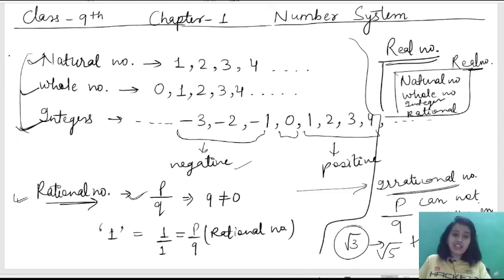Now one more basic thing here, natural number is generally denoted as capital N. Whole numbers is generally denoted as capital W and integers denoted as capital Z, right? Basically we denote real numbers as capital R, right? So these are some notations of these types of numbers, right?